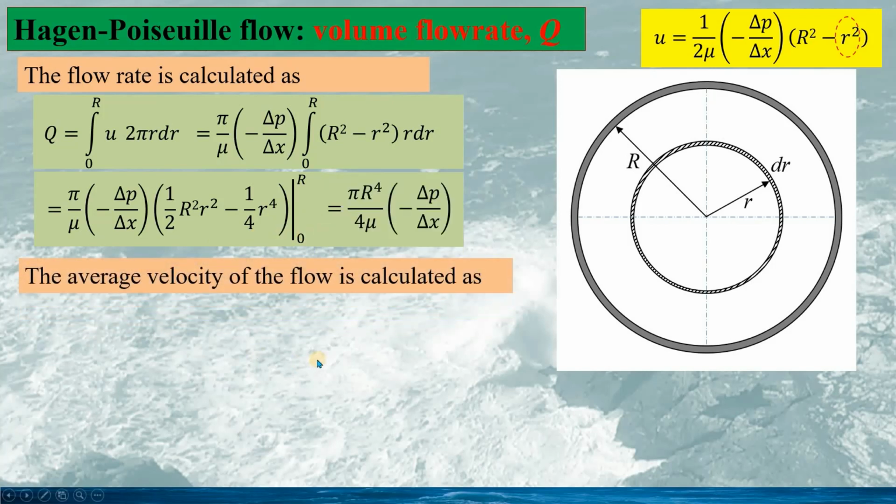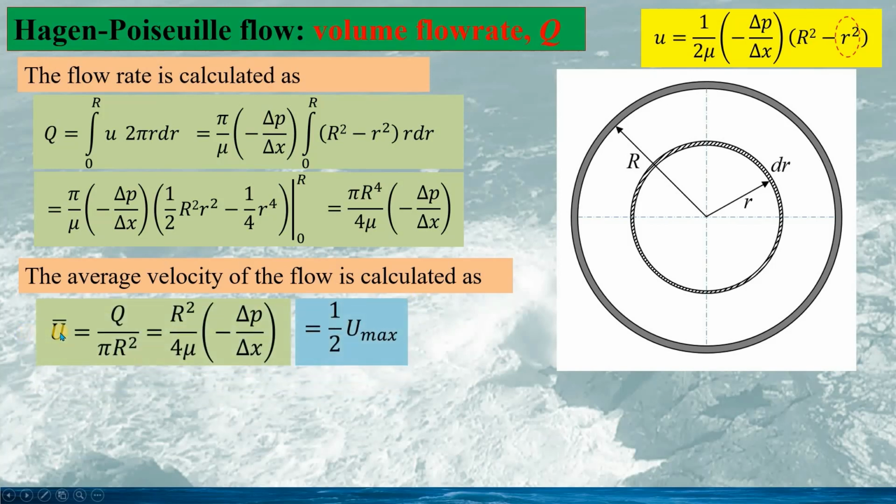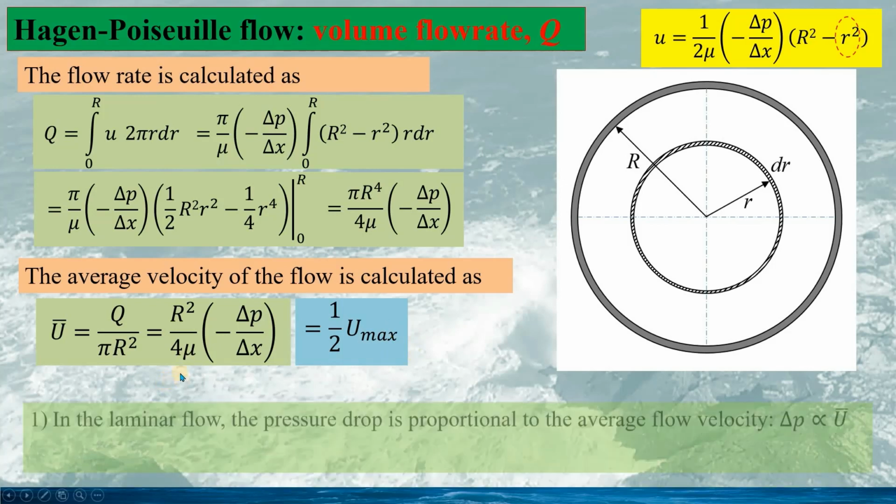We can calculate the average velocity of the flow, U bar, given as the flow rate divided by the area of the pipe, pi r squared. So the average velocity would be given as this, and we can see it is half of the maximum velocity at the center of the pipe.